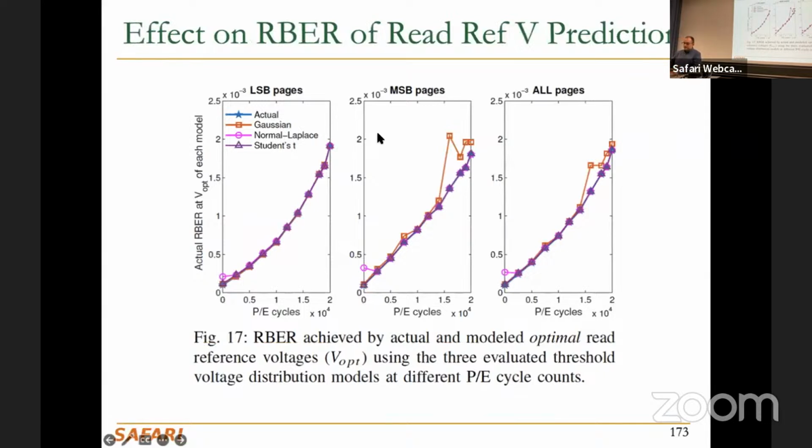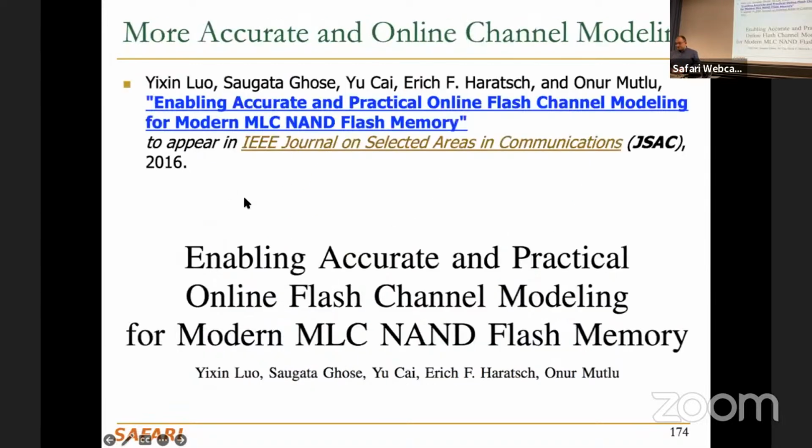This is also the effect of raw bit error rate of read reference voltage prediction. So once you predict better, you can follow the same thing that you can get from the actual optimal voltage. But again, you can see that the Gaussian doesn't map well sometimes, and other models are better. But you need to check the paper for more detail about it.